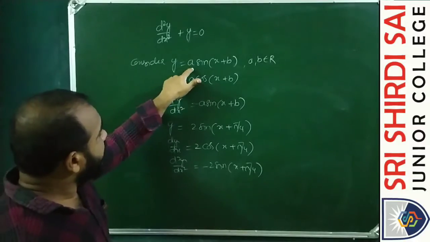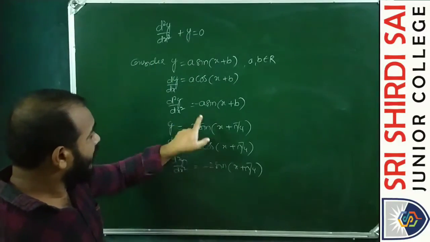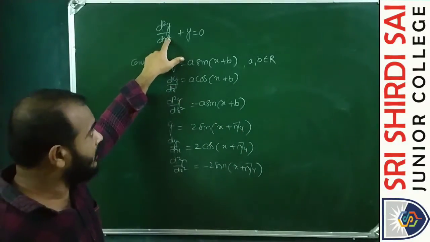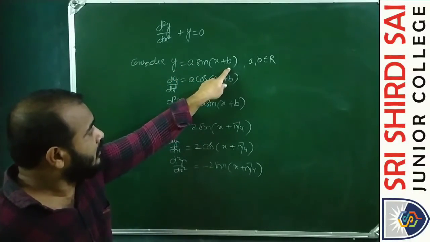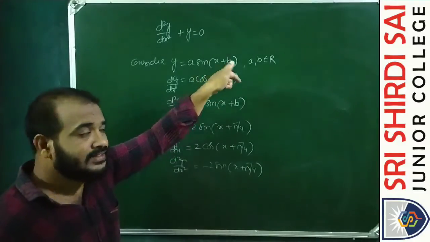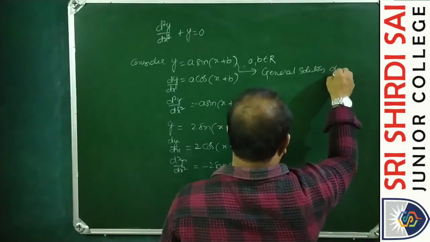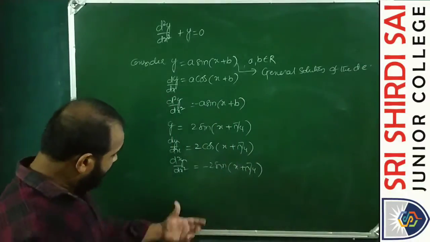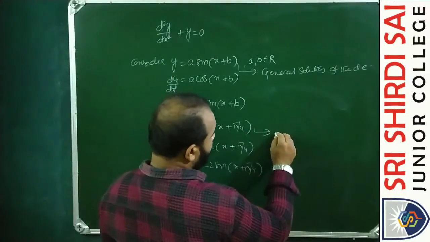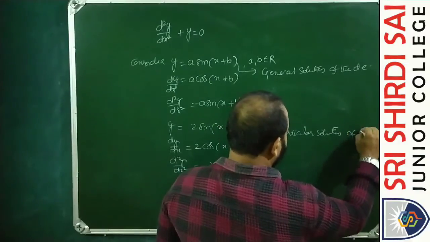Therefore, a sine x plus b is said to be a solution of this differential equation, and 2 sine x plus pi by 4 is also said to be a solution of this differential equation. But a sine x plus b, the solution which contains two arbitrary constants a and b, is said to be the general solution of the differential equation. And y equals 2 sine x plus pi by 4 also satisfies this equation. This is said to be the particular solution of the differential equation.